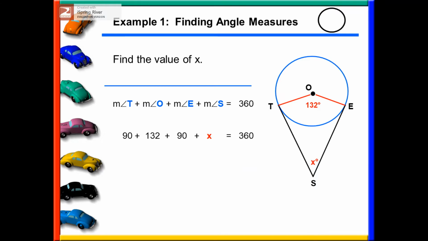Why did we use 360 degrees? Because we have quadrilateral DOES, and the sum of all the measurements of this quadrilateral is 360 degrees. So 90 plus 132 plus 90 is 312. So 312 plus x is equal to 360 degrees. Now, simplify. The value of x is equal to 360 minus 312, which is 48. So it means the measurement of angle S is 48 degrees.